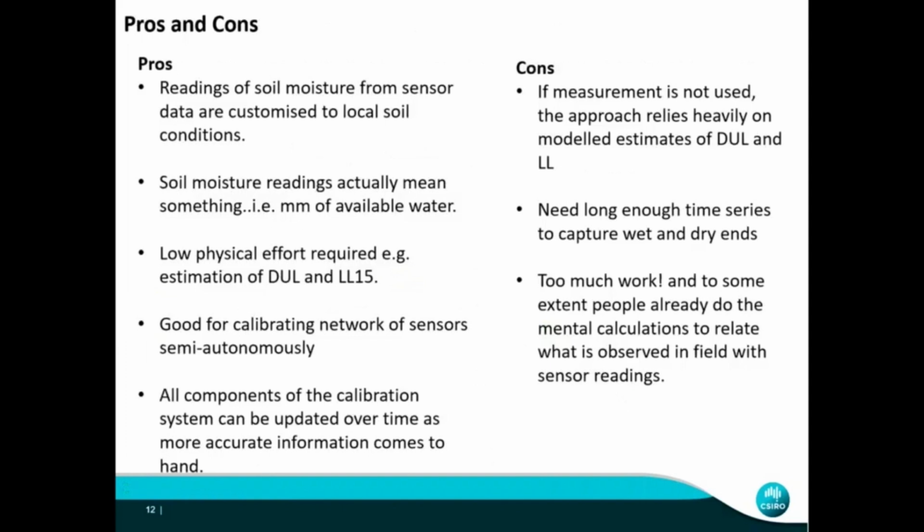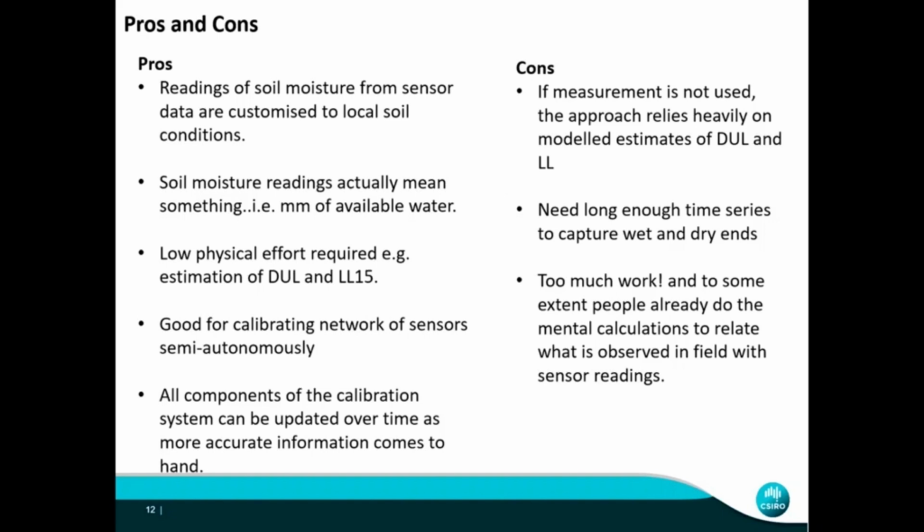So the pros and cons. Readings of soil moisture from the sensor are customised really to the local soil conditions. They're not just a factory calibration, so it actually means something. So you can convert that sensor into actual millimetres of available water.